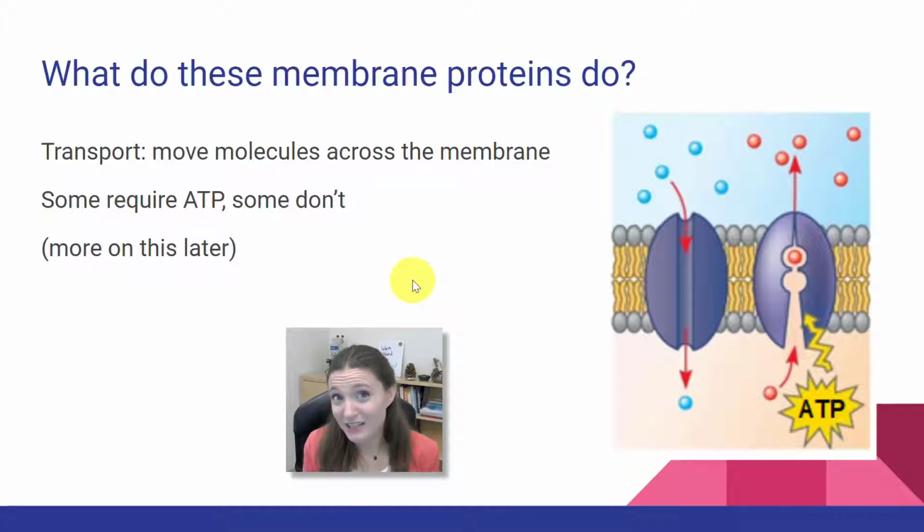Some require energy in the form of ATP, adenosine triphosphate, some do not. But they're there to move stuff across the membrane. They're kind of like shuttles. They're making sure that there's a place for molecules to move across the membrane, so we call them transport proteins.